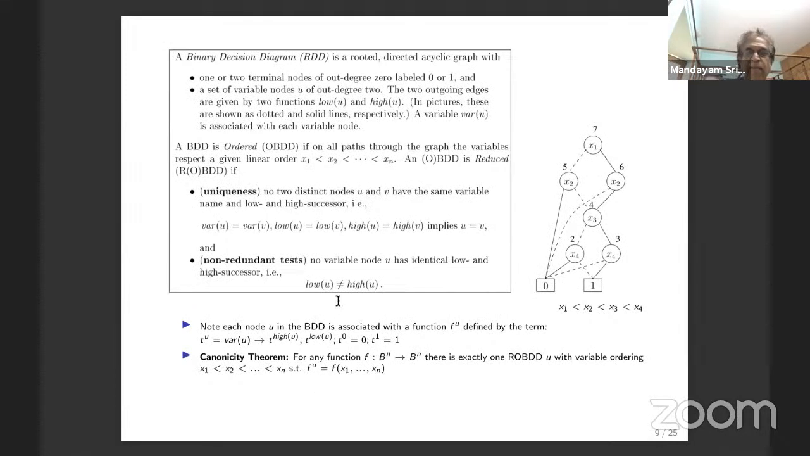So the canonicity theorem can be stated as follows: for any n-variable Boolean function f, there is exactly one ROBDD for a given variable ordering. And that's the main theorem. I will not prove the theorem here. It can be shown by induction on the number of variables used in the function, and by using the two reduction rules. So the important thing is that every Boolean function for a given variable ordering has a unique representation as a ROBDD.